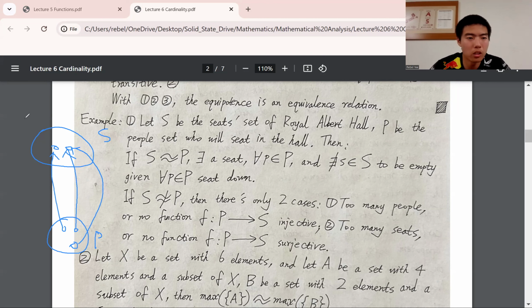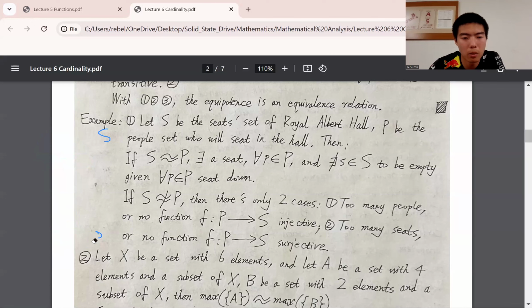Or if there are too many seats, what about 3 seats but only 2 people, what will happen? It cannot be surjective, because this element is used to map to this one, this element is used to map to this one, and the remaining seat is not reached by the function f. So it's not surjective. So there are 2 cases. This is a very live example.